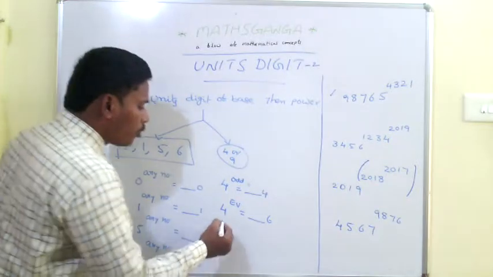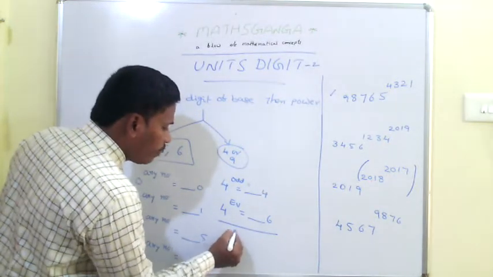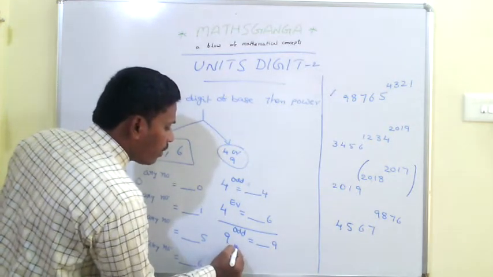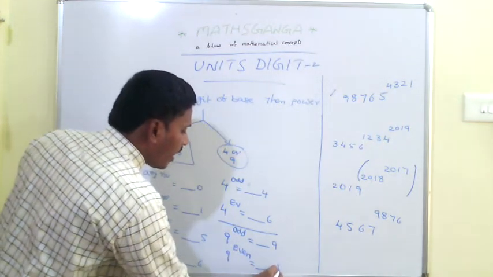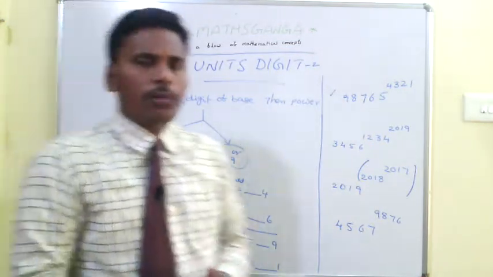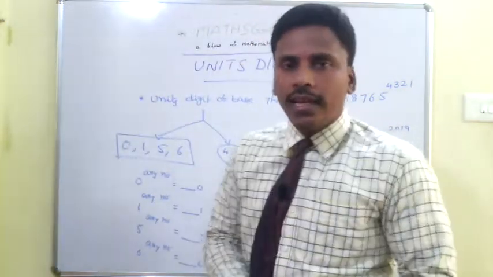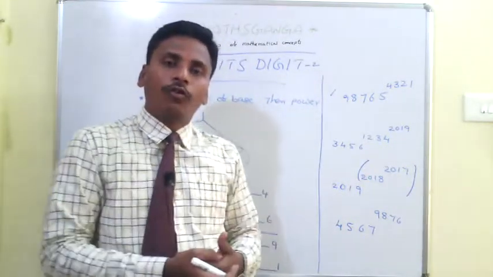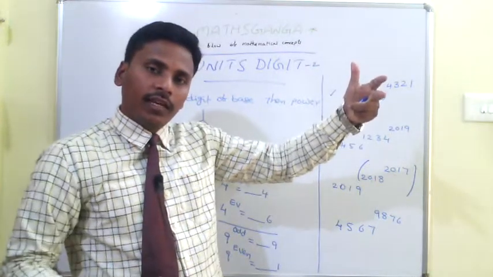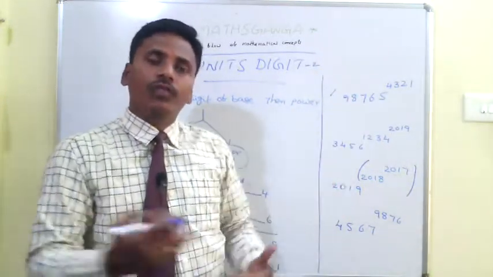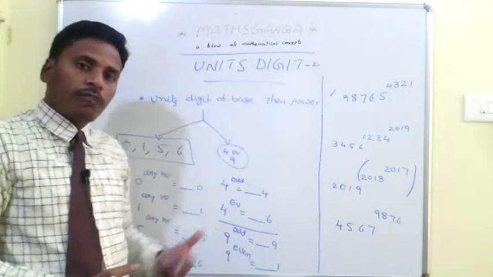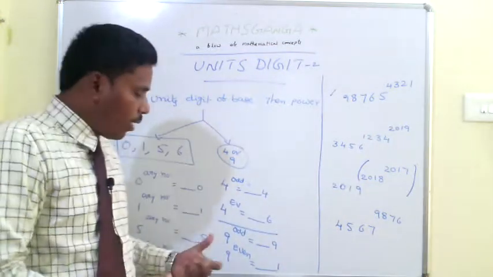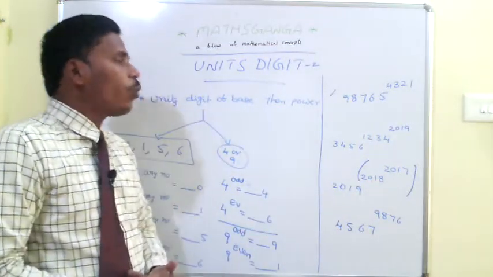Similarly, if you observe the powers of 9, 9 power an odd number always ends with 9, whereas 9 power an even number always ends with 1. Just observe the powers of 9. 9 power 1 is 9, 9 square is 81, 9 cube is 729, and then 9 power 4 means we have to multiply 729 with 9. The product of the unit digits 9 and 9 ends with 1. So by observing the powers, we confirm that 9 power any odd number ends with 9, whereas 9 power any even number ends with 1.